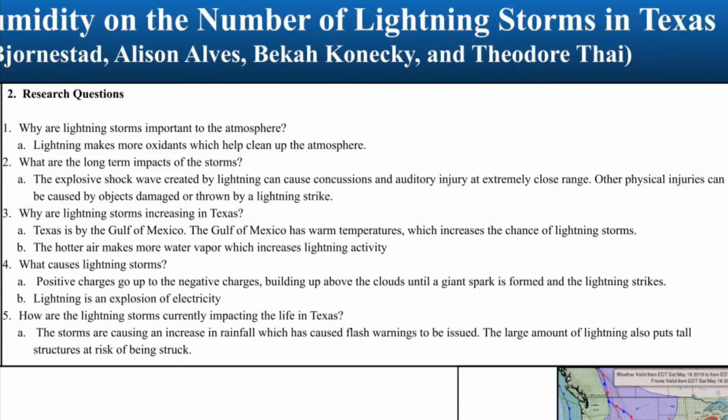How are the lightning storms currently impacting life in Texas? The storms are causing an increase in rainfall, which has caused flash flood warnings to be issued. The large amount of lightning also puts tall structures at risk of being struck.